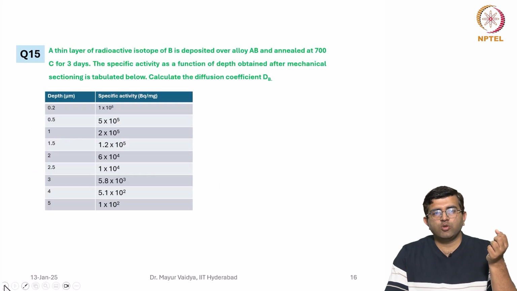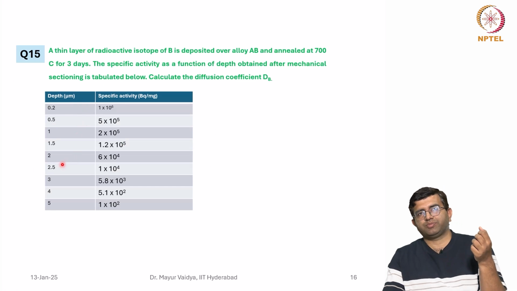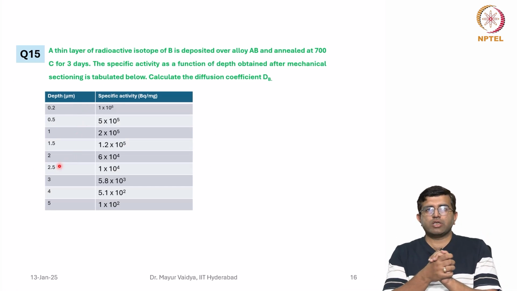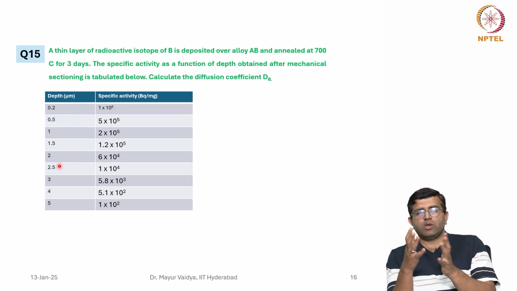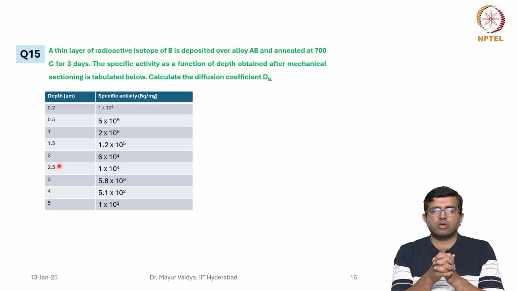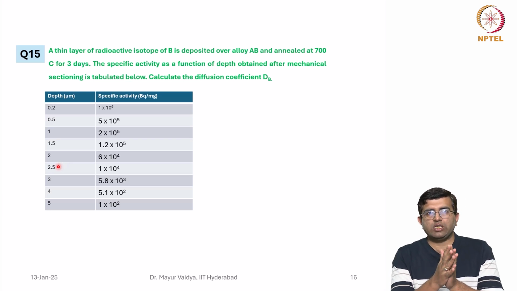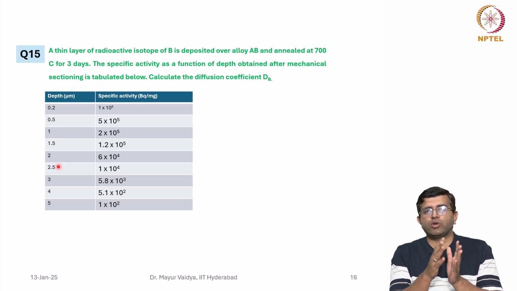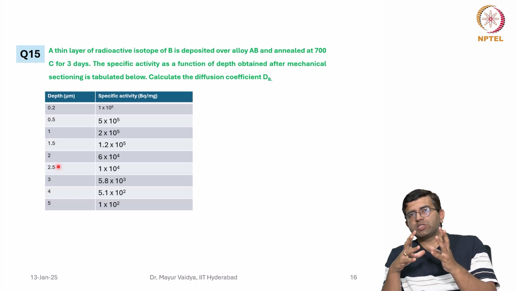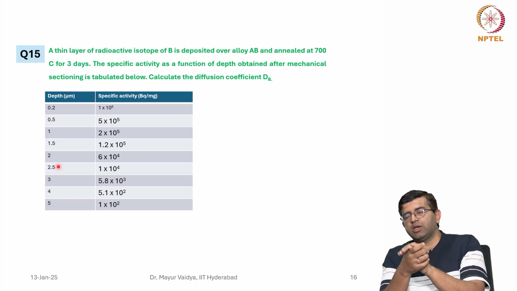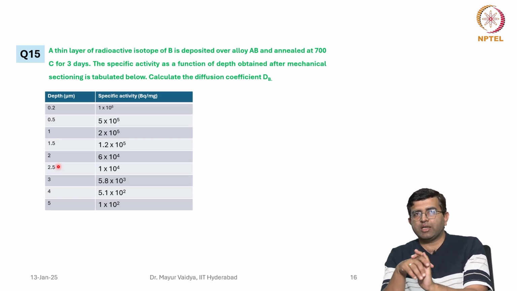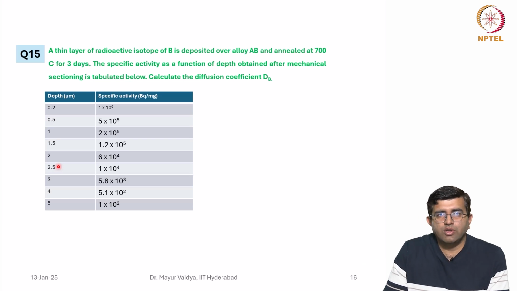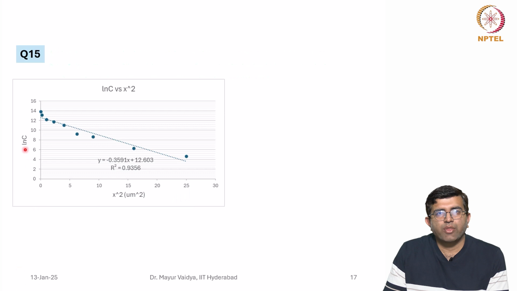So, what you need to do is plot. We know that in the case of radiotracer diffusion, you have C is equal to C naught exponential minus x square by 4 dt, and therefore, usually we plot log C versus x square, which is a linear plot, and the slope of that gives you the value of the diffusion coefficient. So, what you need to do is basically plot log of C versus x square.